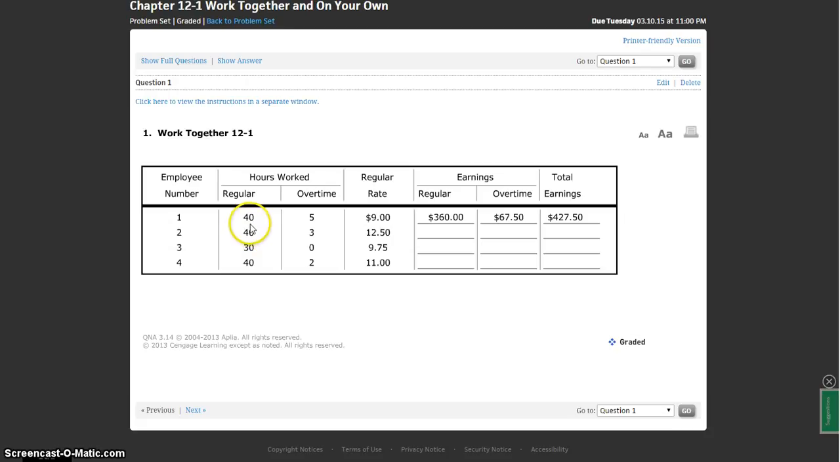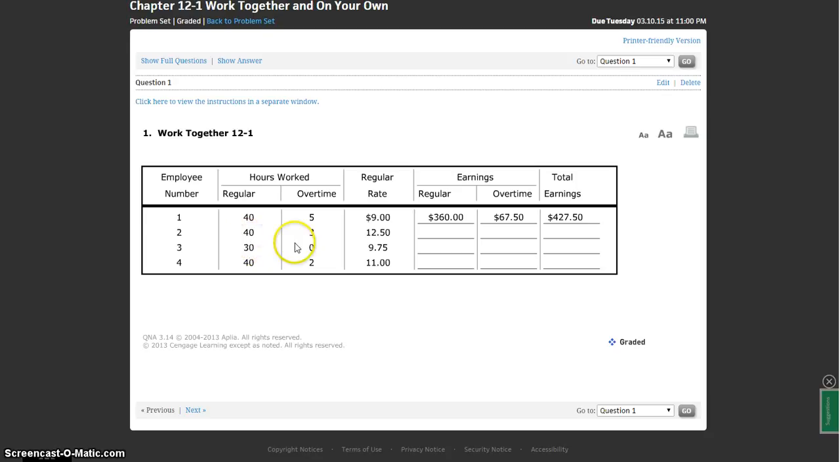This person, number 1, worked 40 regular hours. The regular rate of pay is $9 per hour, so 40 times 9 is $360 for the regular earnings. Then we have to figure out their overtime rate, so we take that $9 times the 1.5 and we get $13.50. So you have to just either write that down on a scrap paper or put it in your calculator. So $13.50 is the overtime rate times 5 hours, and that calculates to $67.50 in overtime. We add those two numbers together and our total earnings are $427.50.